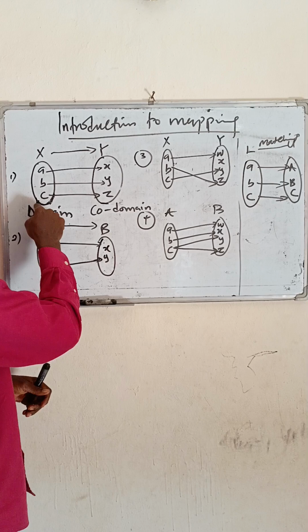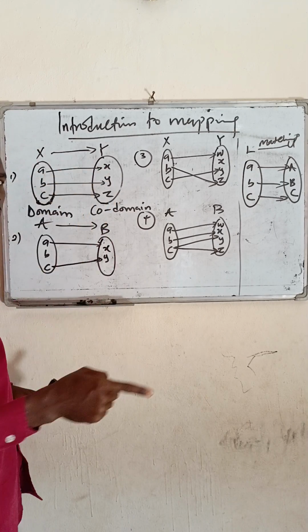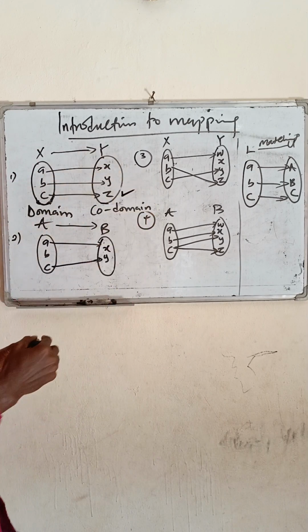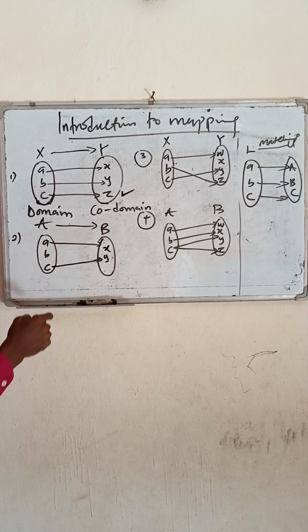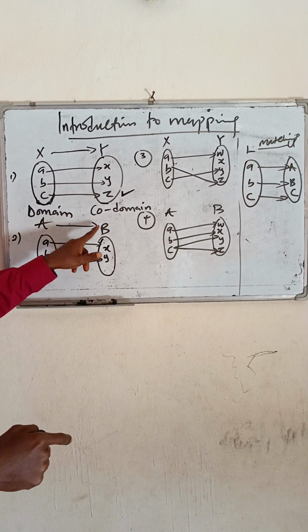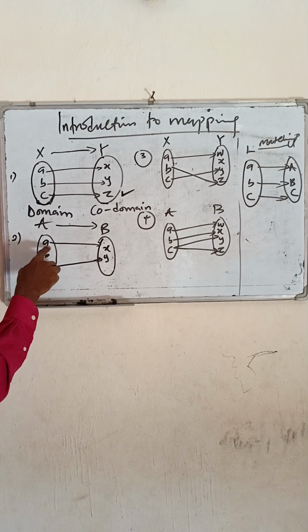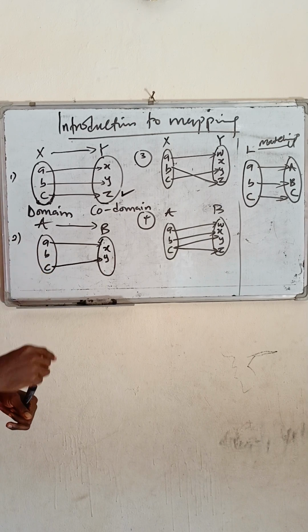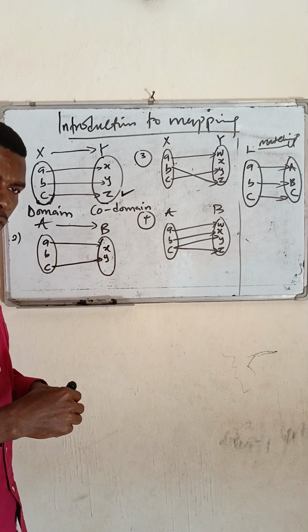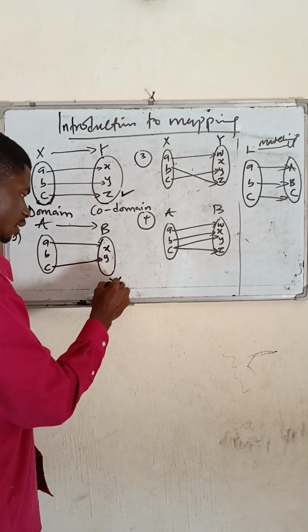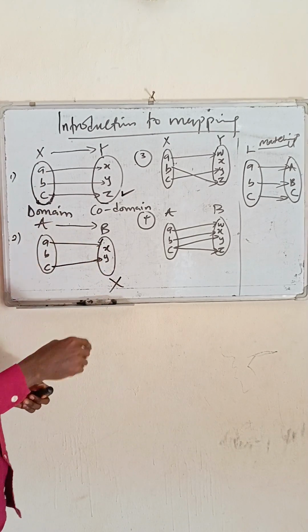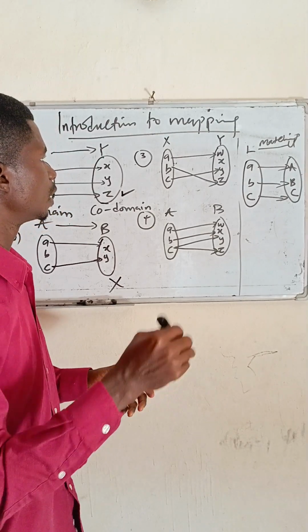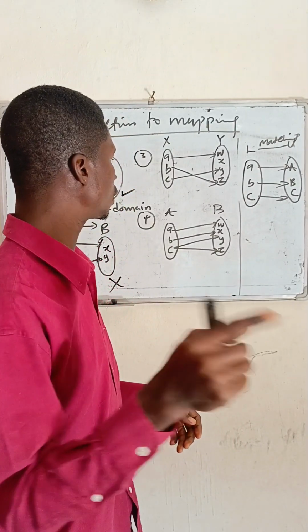So for this now, do all the elements have an image? Yes. So this is a mapping. Now, what about this? Look at this assigned to this. We have A, we have C, but B is not having an image. Is it a mapping? No, this is not a mapping because B does not have an image.